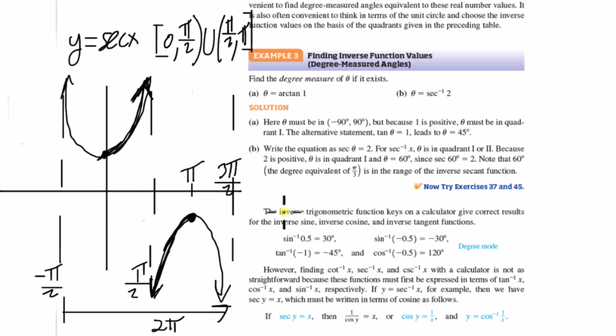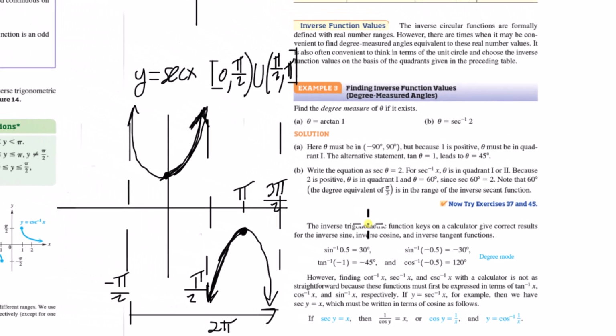So now it talks about the idea of using your calculator to get the inverse trig functions. We haven't used the calculator up to this point because every example problem we've worked has involved a special angle, or an angle with a reference angle that's a special angle, or a quadrantal angle. But it's the same idea.